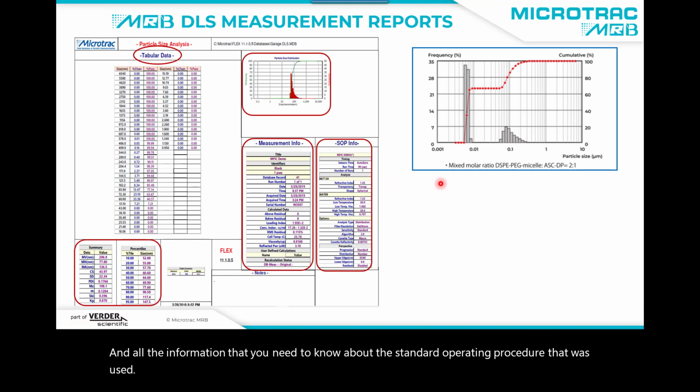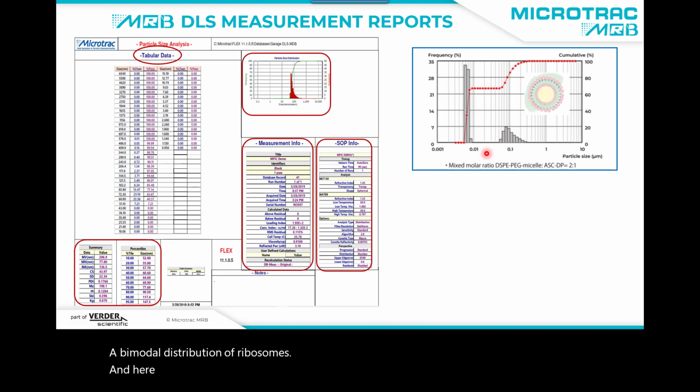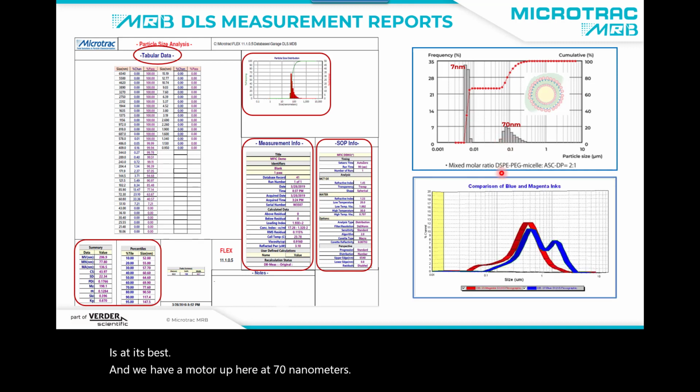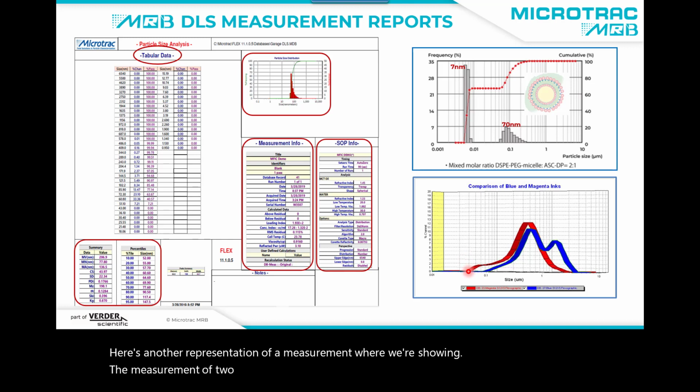Up here we have another report showing a bimodal distribution of liposomes, and we have a mode down here at 7 nanometers, which is where the laser amplified detection is at its best, and we have a mode up here at 70 nanometers.